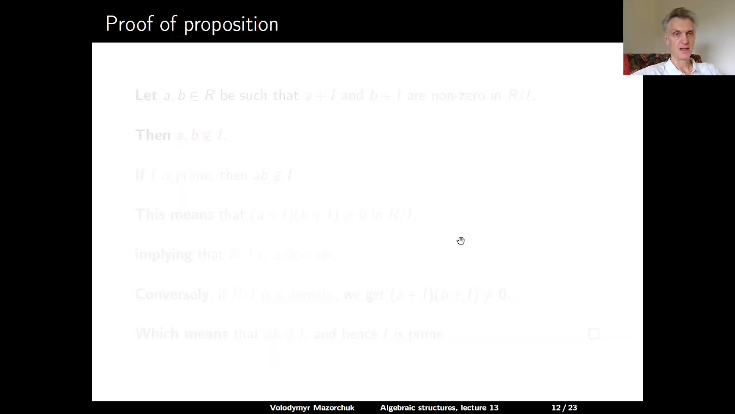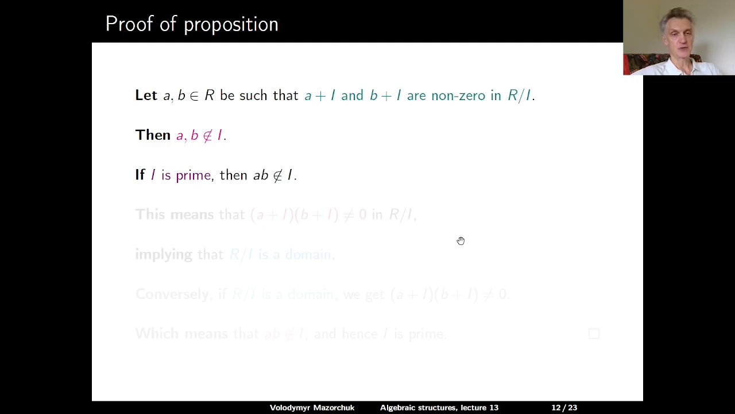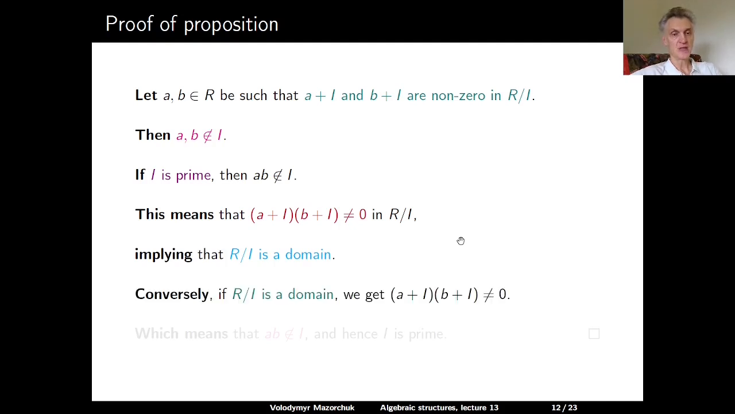Proof: let A and B be two elements in R such that A plus I and B plus I are non-zero elements in R modulo I. So this means exactly that both A and B do not belong to I. If I is prime, then of course the product of A and B doesn't belong to I, and this means that the product of the classes A plus I and B plus I is non-zero in R modulo I, and this means that R modulo I is a domain. A product of two non-zero elements is non-zero. Conversely, if R modulo I is a domain, then the product of A plus I times B plus I should be non-zero, and this means that AB should stay outside I, and this proves exactly that I is a prime ideal.